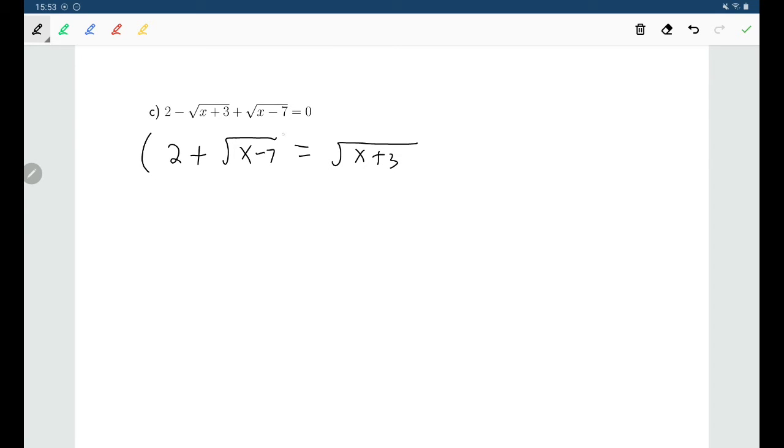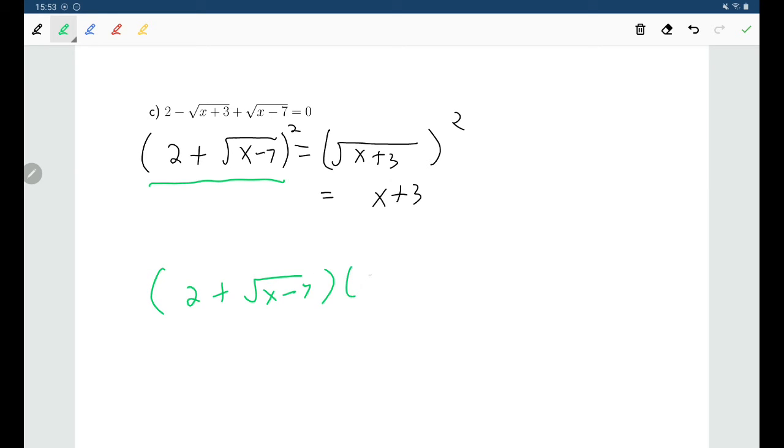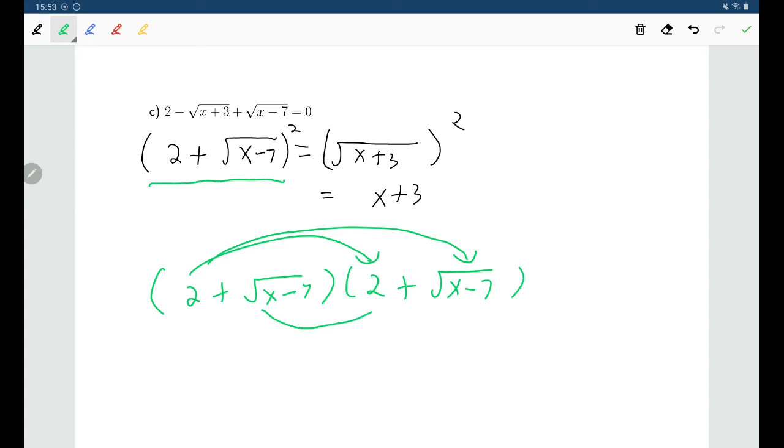And I'm going to get rid of my roots by squaring both sides. And this will get rid of the root on the right side of the equation, but it won't get rid of all the roots on the left side, because remember that when I say 2 plus that root squared, I really mean 2 plus the root times 2 plus the root, and that means you would have 2 times 2, 2 times the root times 2, and the root times the root. So you'll still have some square roots left lying around on the left side of the equation.